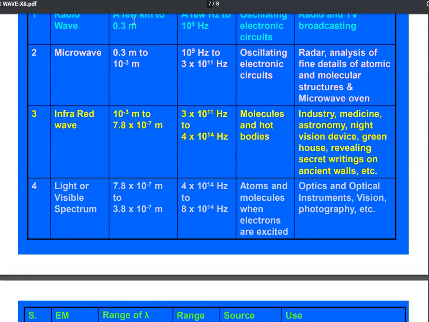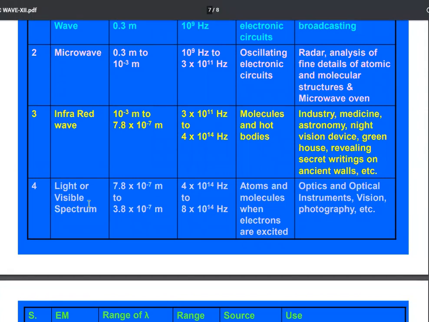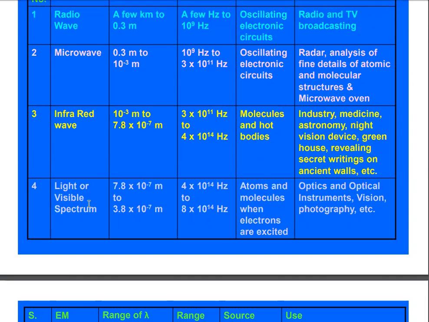Next, light or visible spectrum, the visible part of the electromagnetic spectrum. Light is a part of the electromagnetic spectrum. It is also an electromagnetic wave which produces a sensation of vision in our eyes, or which helps us to see the objects around us. Although light itself is not visible, it makes the things around you visible.